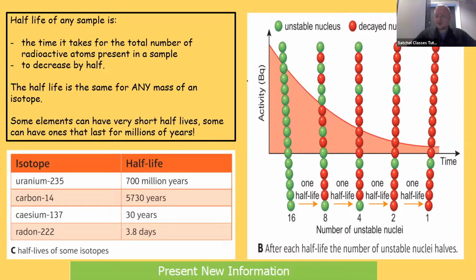Carbon-14, which is a radioactive isotope of carbon, has a half-life of 5,730 years. We actually use this one in the process of carbon dating ancient remains and ancient finds to see how old they are. Cesium-137, half-life of 30 years. Radon-222, 3.8 days. So you can see that the radioactive half-lives vary quite considerably depending on the isotope that's being discussed.